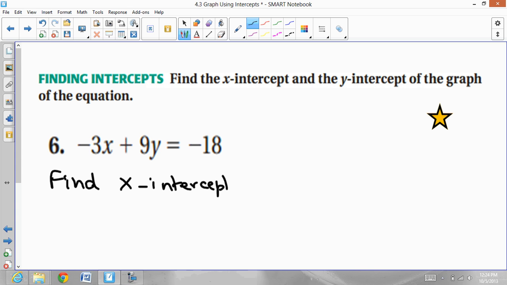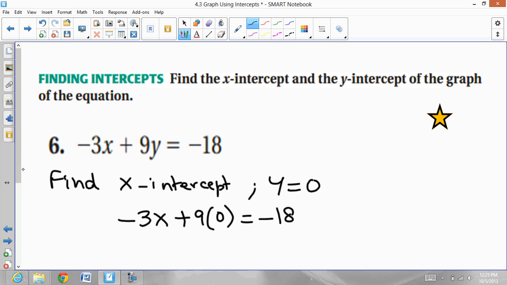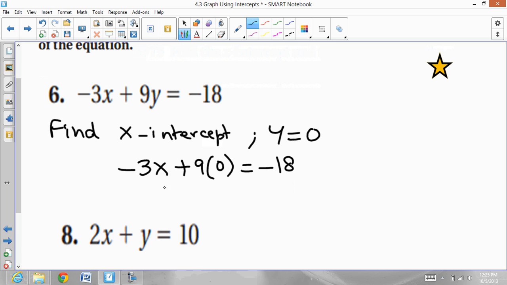Now remember, the x-intercept is when the graph touches the x-axis, so the y value will be 0 at that time. So since the y value is 0, I'm going to substitute y as 0 in this original equation. So I'm going to write negative 3x plus 9 times 0 equals negative 18. And now I'm going to solve for x. So this becomes negative 3x plus 0 equals negative 18. 9 times 0 is 0, so negative 3x plus 0 gives you just negative 3x.